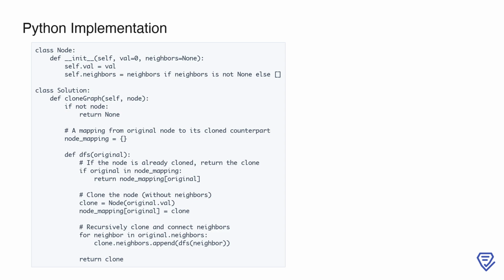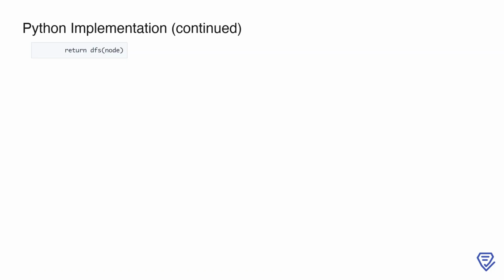This ensures that the graph structure is preserved during the cloning process. Once all the neighbors have been cloned and connected, the DFS function returns the fully cloned node. To complete the cloneGraph method, we simply invoke DFS on the input node and return the resulting clone. This approach ensures that the entire graph is traversed and cloned efficiently, handling all edge cases like cycles or disconnected components. The use of a hash map guarantees that each node is cloned only once, and the recursive depth-first traversal ensures that the graph structure is replicated accurately.